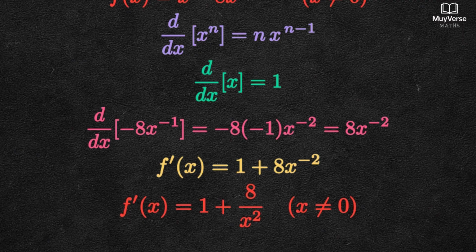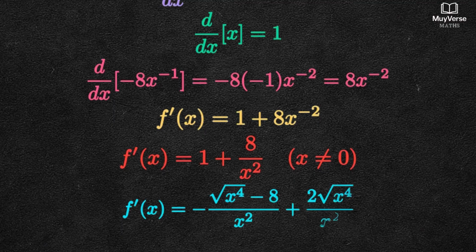Quick check: a calculator or an alternate method might produce an equivalent expression. For example, f prime of x equals negative the square root of x to the fourth minus 8 over x squared, plus 2 times the square root of x to the fourth over x squared.